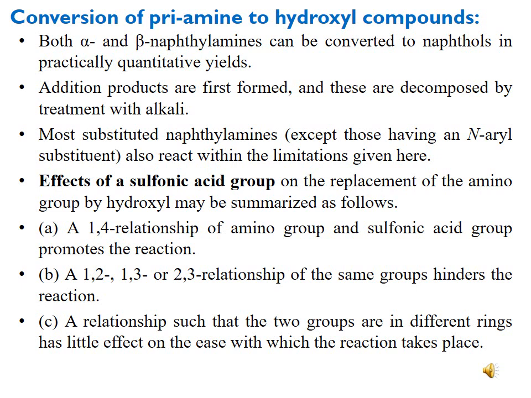First is the 1,4 relationship, which promotes the reaction. If the sulfonic acid group is present on the same ring in which the hydroxyl or amino group is present, at the fourth position, that is, there is a 1,4 relationship, then the reaction proceeds easily and it does not hinder the reaction. Second, the 1,2, 1,3 or 2,3 sulfonic acid derivatives hinder the reaction, as we have seen in the case of the conversion of hydroxyl to amines, and here there will be some examples for the conversion of amines to hydroxyl compounds.